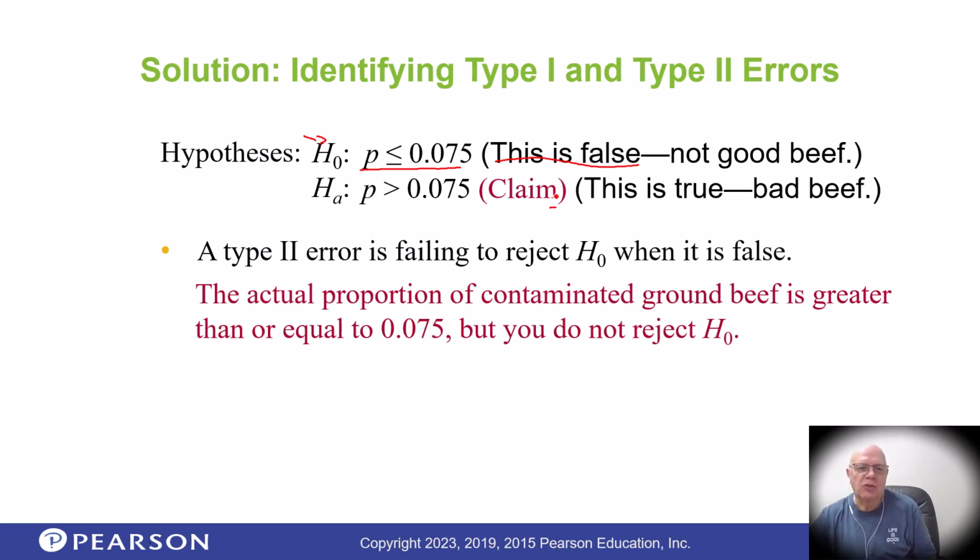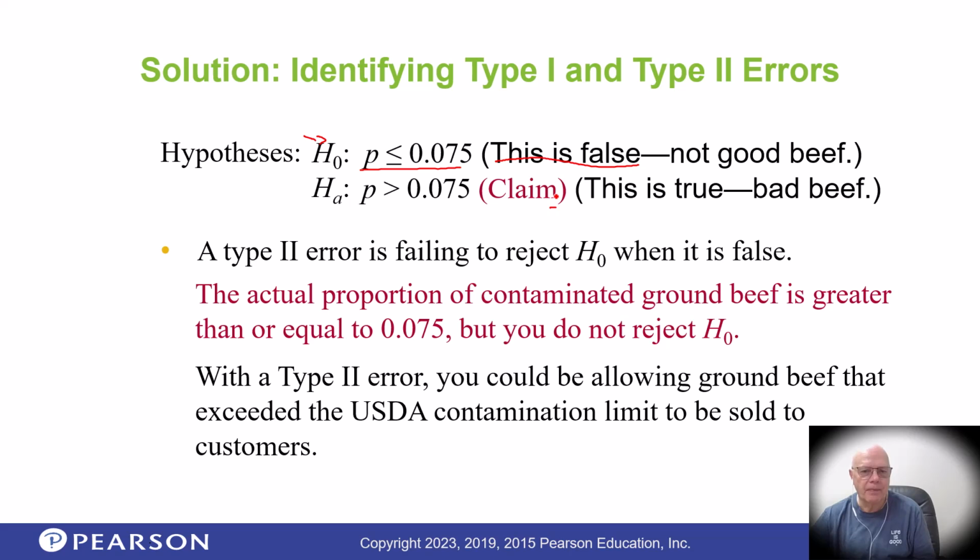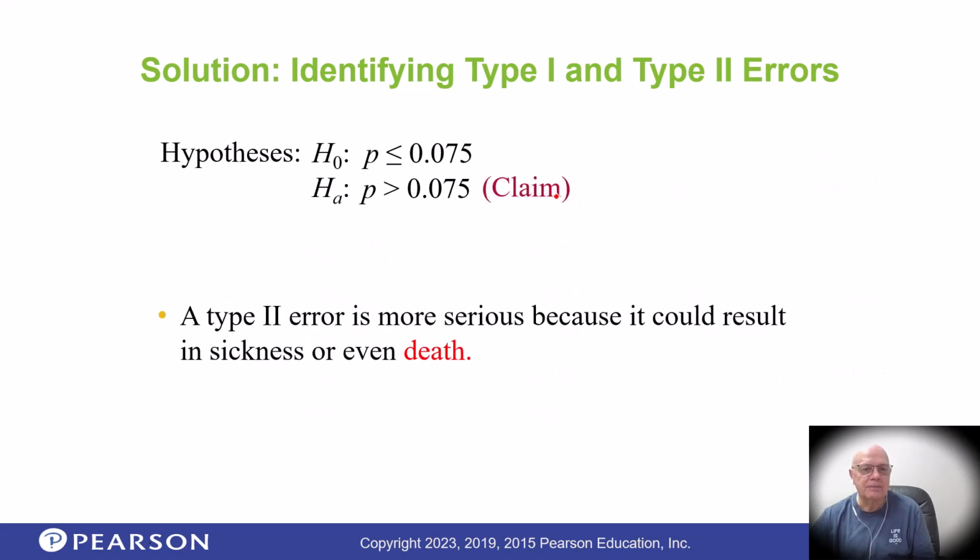So the actual proportion is greater than, in other words, you've got bad ground beef, but you don't reject the null. What are you saying? You're saying that bad ground beef is actually good, so people are buying it. So you're allowing the ground beef to be sold when it shouldn't be, and someone could get very sick or even die because of the mistake. Now, in different cases, the type 1 error might be worse, or the type 2 error, as in this case, could be the worst case. You have to decide which error is more dangerous, perhaps, or less desirable.